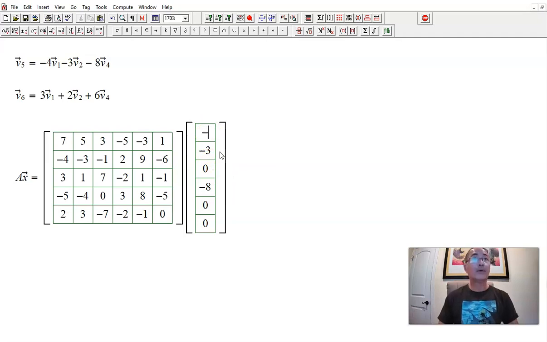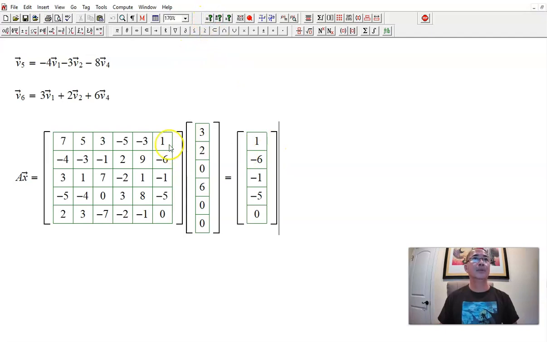We want 3v1, 2v2, no v3, 6v4, no v5, no v6. We're supposed to get v6. And we get, boom, that really is our v6.